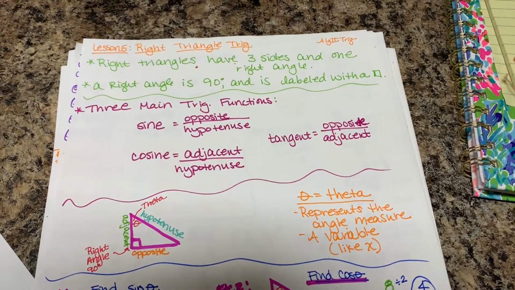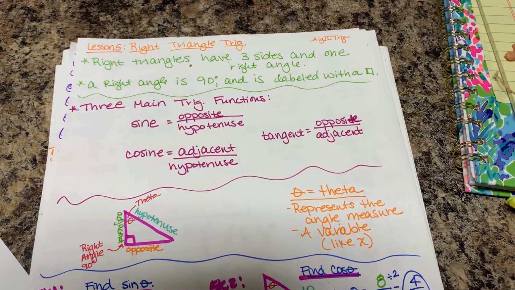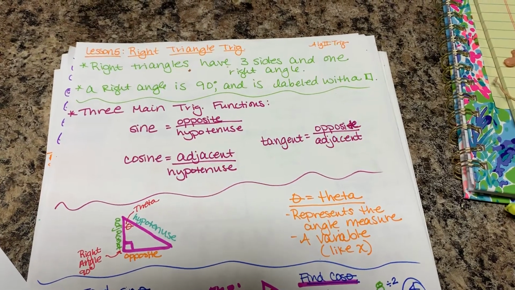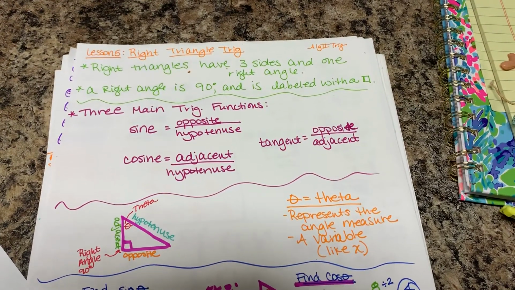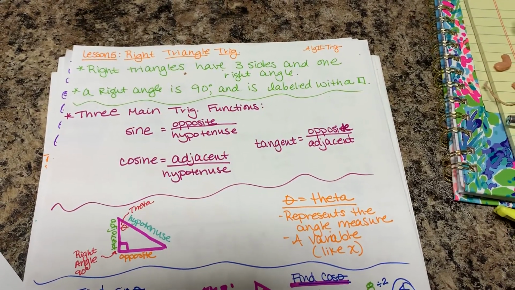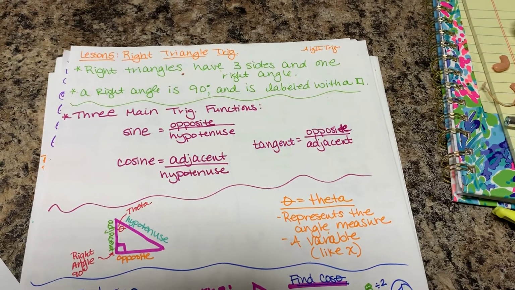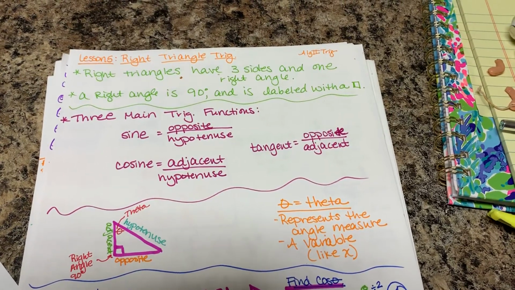So we're going to start with right triangle trig. This should be a review. Y'all should have seen some of this in geometry. So right triangles have 3 sides and one right angle. The right angle is 90 degrees and it's labeled with a little box in the angle.